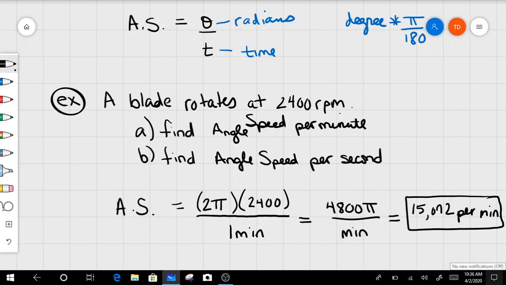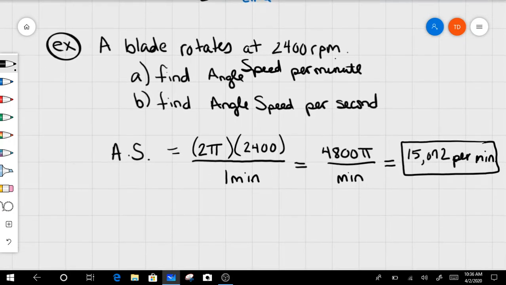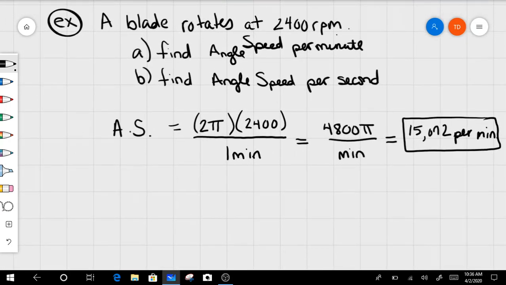How about if I wanted per second? So I think in this lesson, the hardest thing is just changing the measurements. If I've got 15,072 in 1 minute, and I want to change minutes to seconds. Well, a lot of you can use common sense on how to change a minute to a second. Some of us don't have common sense.